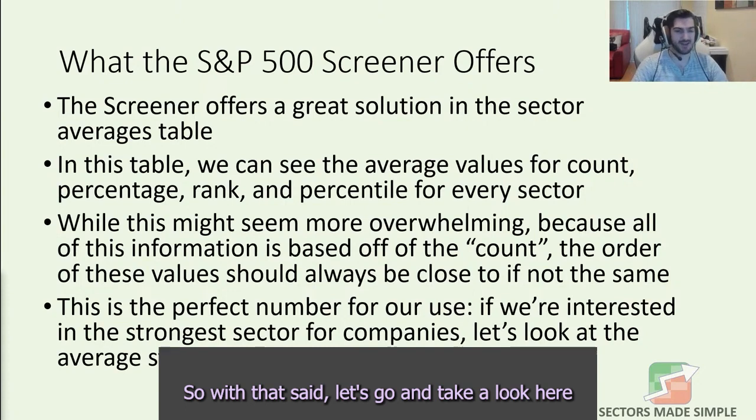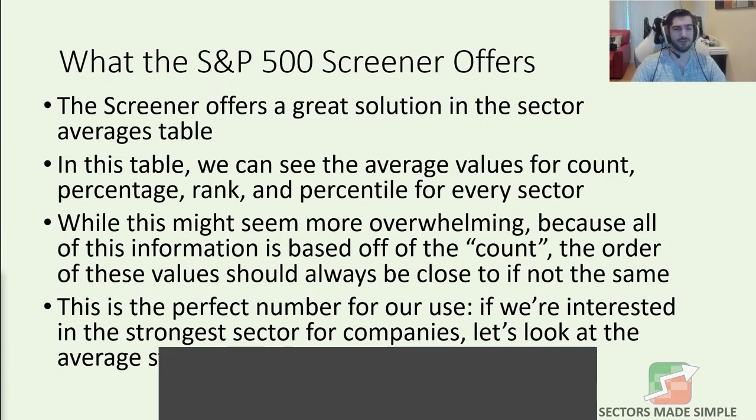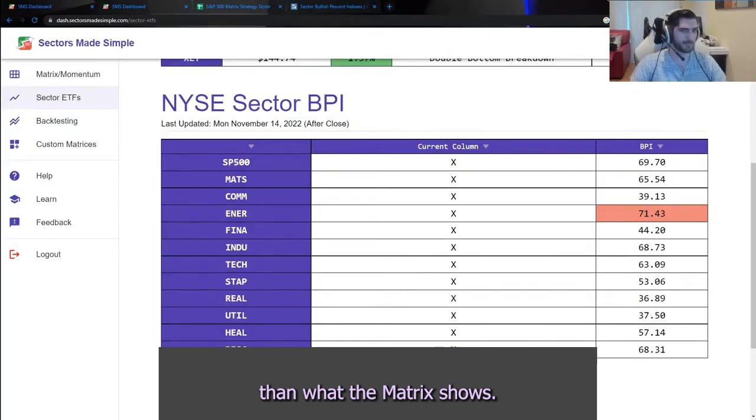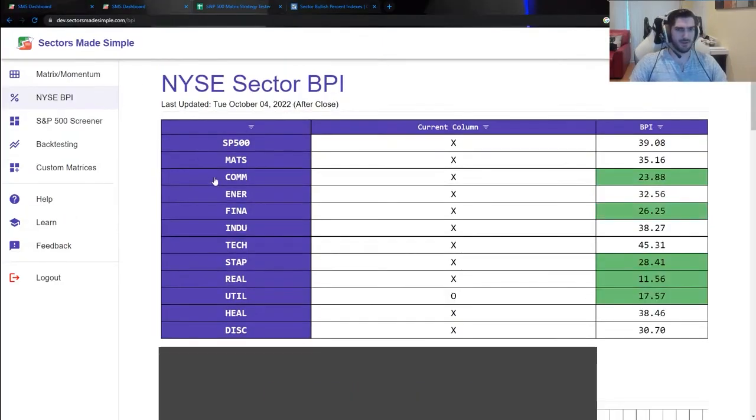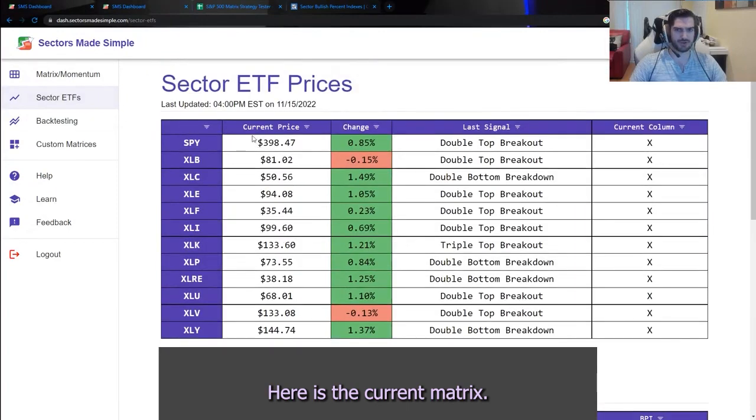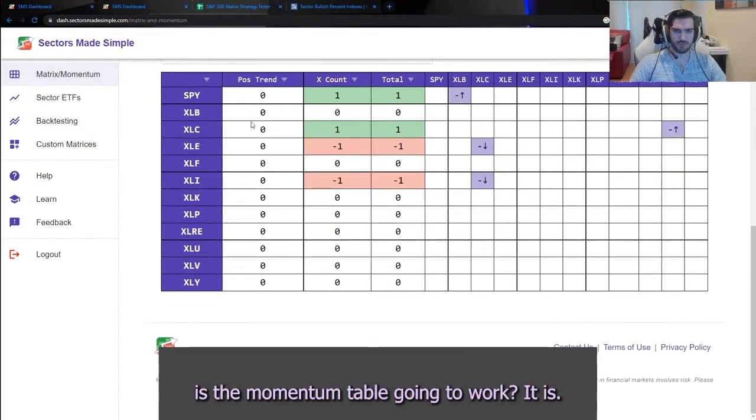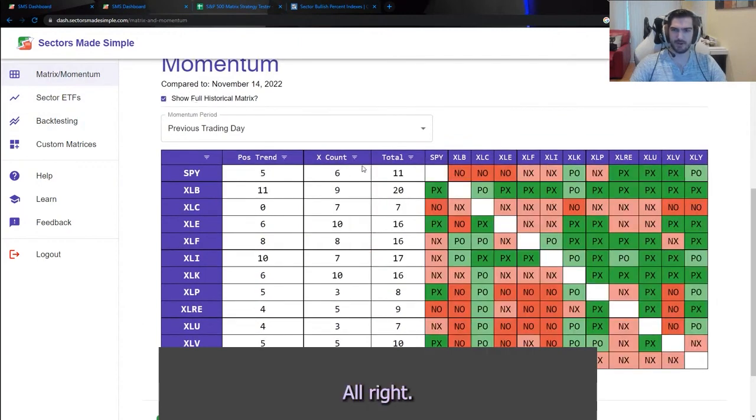So with that said, let's go and take a look here, and let's look at how this table gives us strength and how different this can be than what the matrix shows. Here is the current matrix. Is the momentum table going to work? It is. Hooray. All right.